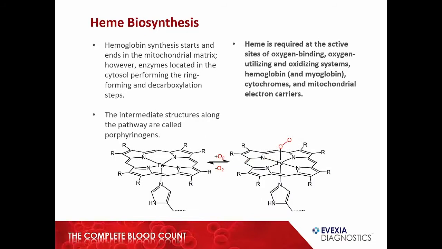So hemoglobin synthesis is going to start and end in the mitochondria, with enzymes located in the cytosol performing the ring forming and decarboxylation steps. Now, the intermediate structures along the pathway are called porphyrinogens. And please remember that heme is required at the active sites for oxygen binding, oxygen utilization, and oxygenizing systems, cytochromes, and also mitochondrial electron carriers. In other words, heme is part of the electron transport chain for energy production.